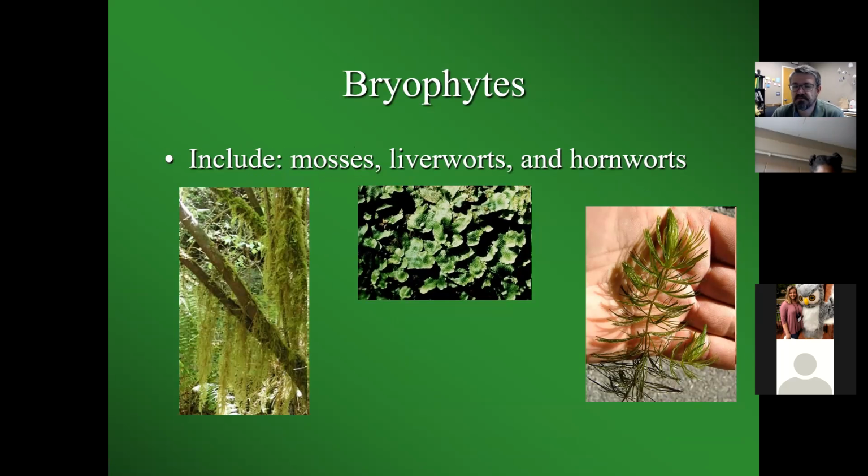Bryophytes. So, the first group of land plants, terrestrial plants. They are probably different than what you usually think of as a plant. This includes three groups: the mosses, the liverworts, and the hornworts. And I've got examples of those pictures from left to right.